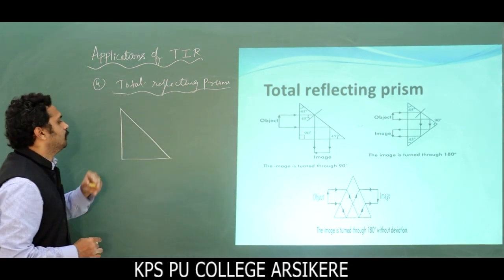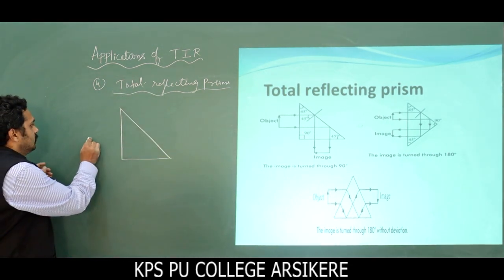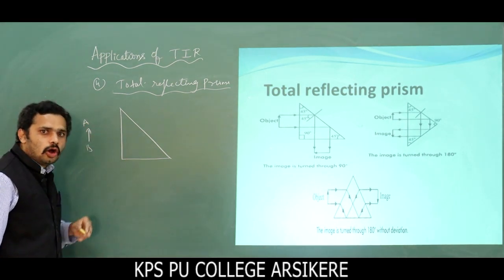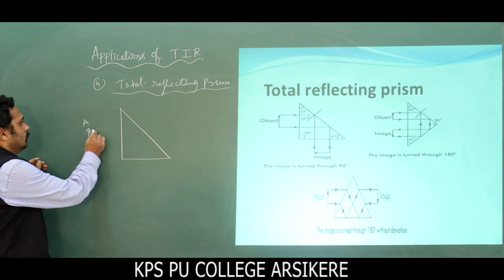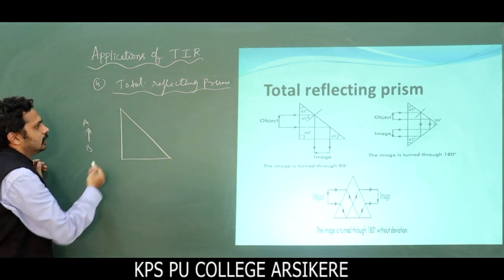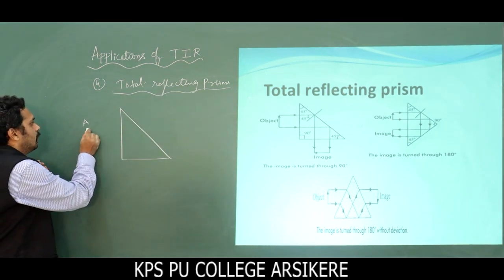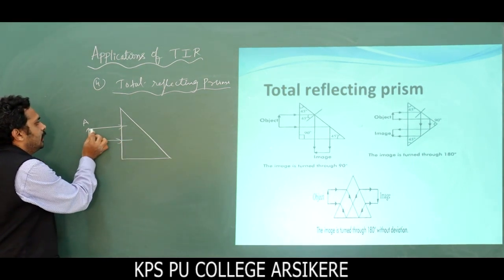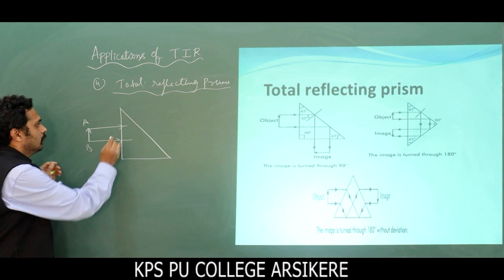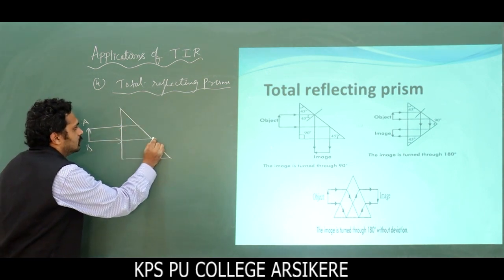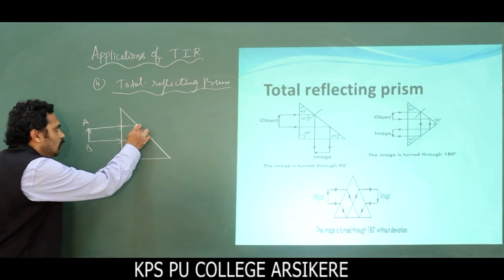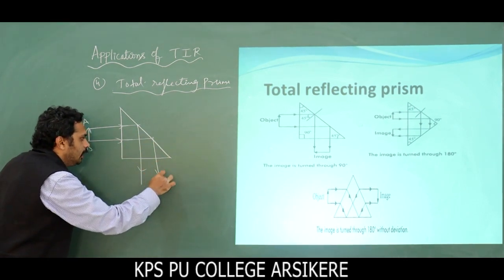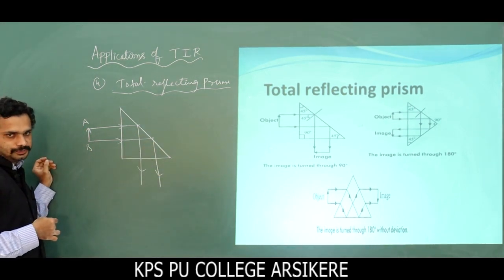We know the prism, and this is the object here, AB. What is AB? AB is the object. From the object you consider a number of rays of light, but here I am using 2 to 3 rays of light. From the object the light rays enter into the prism, and fall on this surface. Here, complete total internal reflection.